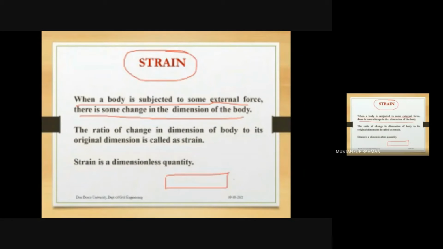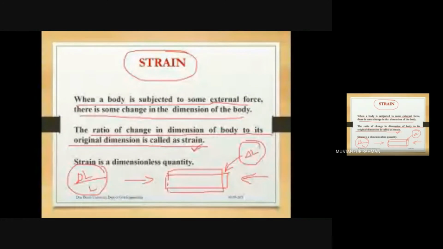If it is subjected to compressive stress, the stress is trying to reduce its volume. If it is able to reduce its volume by some length, like this, say for example, this is the change, delta L, change in the length. Now, this delta L divided by the original length, that is strain. The ratio of change in dimension of the body to the original dimension, this will be strain. Strain is a dimensionless quantity.